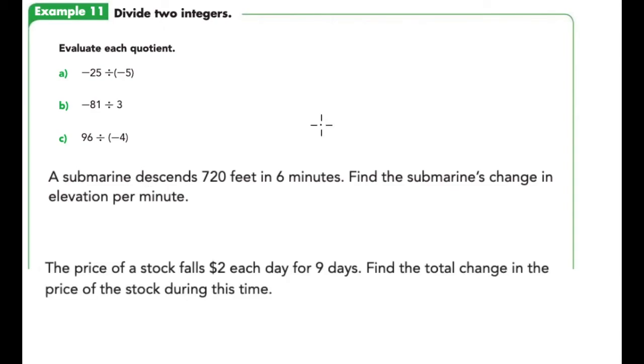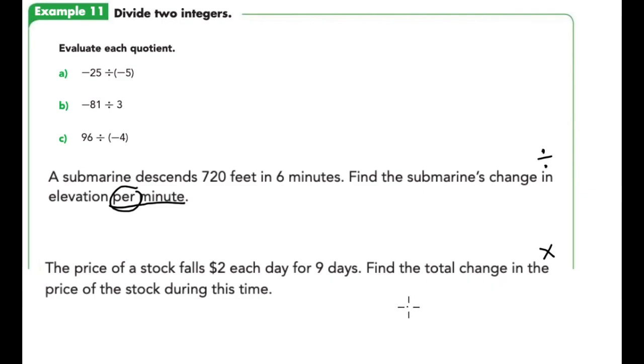The last thing that I want to look at is the difference between a division word problem and a multiplication word problem. The main difference, and this could be used to help determine whether you're going to multiply or divide. In the division problem, we're trying to find the change in elevation per minute. So if you're trying to find per minute, per second, per hour, each day, each second, each hour, anything like that that has the keyword per, each, for every, you're going to divide.